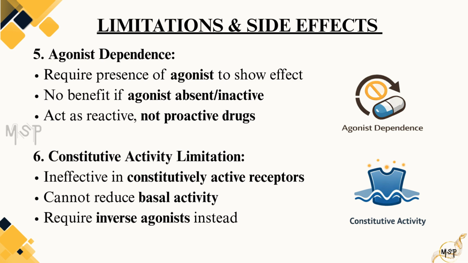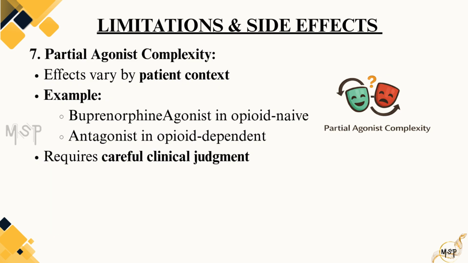Constitutively active receptors. In diseases where receptors are spontaneously active, certain cancers and psychiatric conditions, a neutral antagonist is insufficient. An inverse agonist is required to suppress the basal activity. This is an emerging and important consideration in drug design. Partial agonist complexity. Drugs like buprenorphine behave differently depending on the patient, acting as an agonist in opioid-naive patients and as an antagonist in opioid-dependent patients. This tissue-dependent behavior requires careful clinical assessment before prescribing.